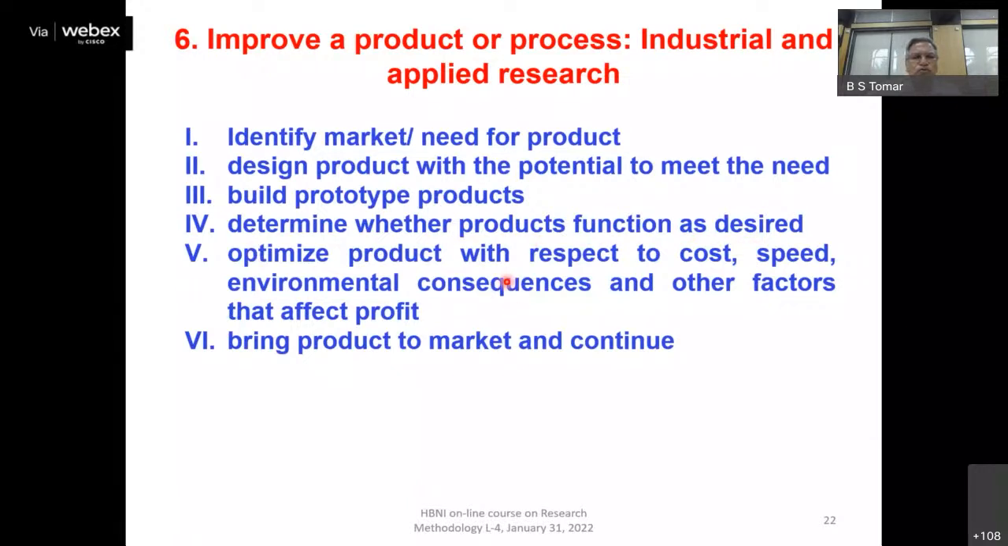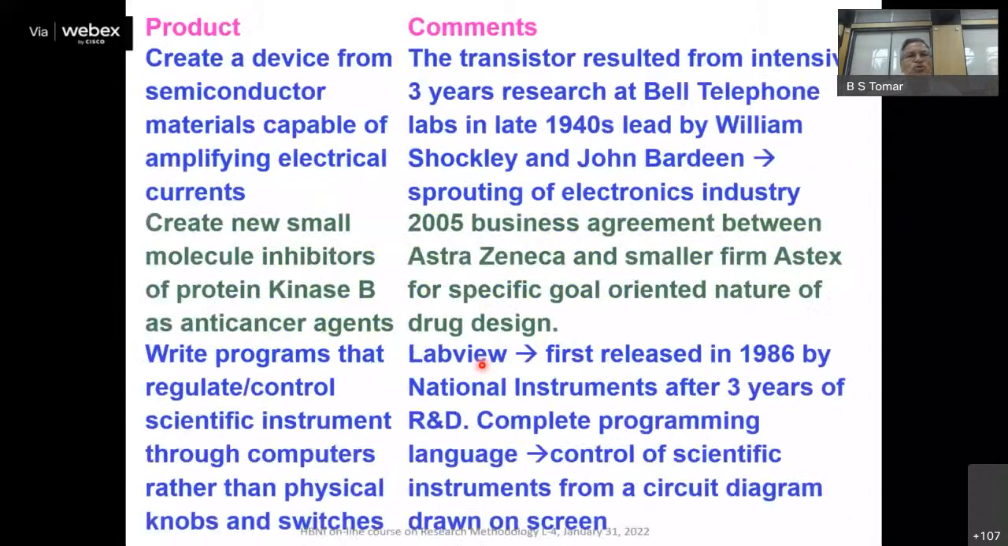And then based on that, you optimize the product with respect to the cost, the speed, environmental consequences, and other factors that affect the profit. And then later on, you bring the product into the market and continue. So a lot of industrial research is devoted to bringing out new products in the market. You will see on Amazon several types of products coming up in the market, and we do use them in our daily life also.